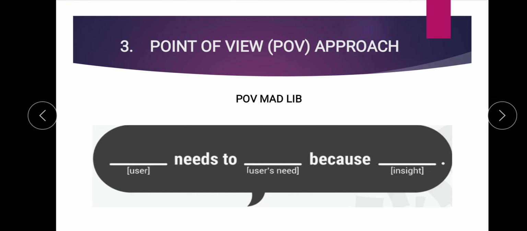So the third approach here is the point of view approach. We use this Mad Libs, right? We'll keep prompting the speaker about why, where, and stuff, so that he can come up with the answer to it. So what does the user need? What is the insight because of which the user has the requirement? This is called the point of view approach. You need to keep adding these trigger questions in this approach, so that you can come up with a final beautiful solution to the problem he faces.